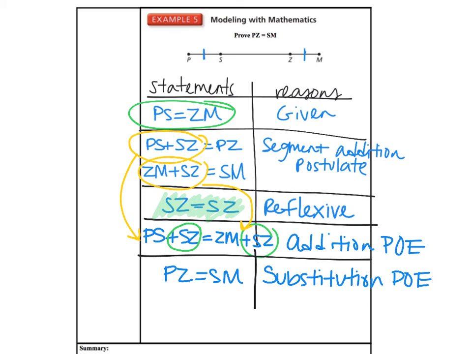Because if you look, we said PZ is equal to PS plus SZ, and SM is equal to ZM plus SZ. That's what we have in the equation right before we state our answer.